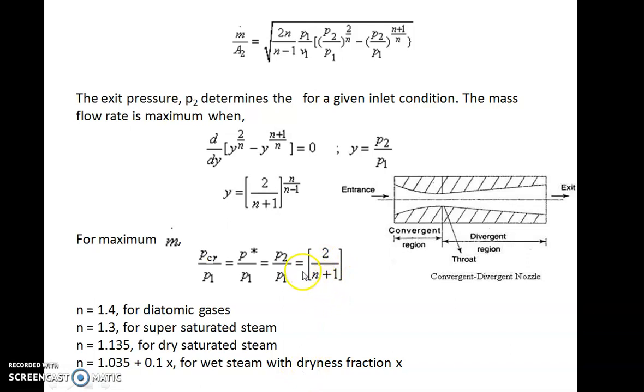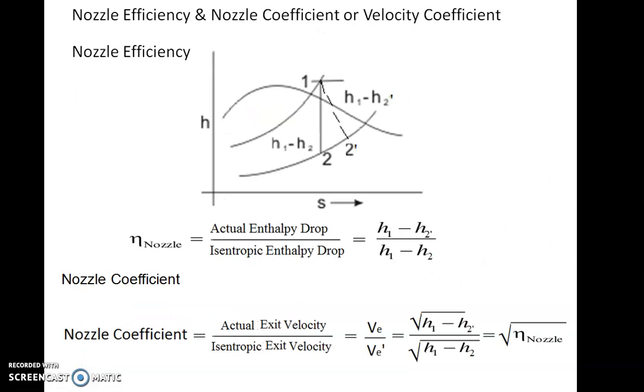So the n value changes. Depending upon the value of n, you can get the values of critical pressure ratio. Suppose you are taking 1.4, you solve P2 by P1 is equal to 2 upon 1.4 plus 1 raised to 1.4 upon 1.4 minus 1. You will get the value of P2. That will be your critical value, and that value is called the critical pressure ratio, where you are getting the maximum mass flow rate. So this is the expression for the exit velocity through the nozzle and mass flow rate through the nozzle.